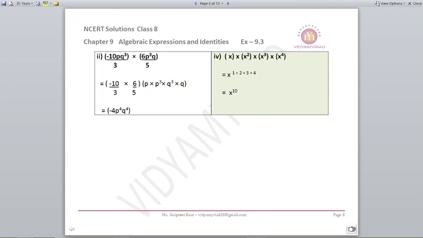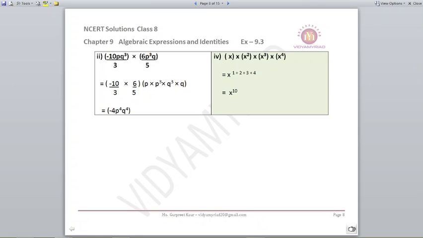Next part, minus 10 pq raised to power 3 upon 3 multiplied by 6 upon 5 pq cube. Let's take the numbers together. Minus 10 upon 3 multiplied by 6 upon 5. They can get cut, 3 with 6 and 5 with 10. We will be left with minus 4. Now let's talk about the variables. Now p, if we see, it is 1 power and 3 power, and q is coming with 3 power and 1 power. Add the powers, it will become 4. So the answer is minus 4 p raised to power 4 and q raised to power 4.